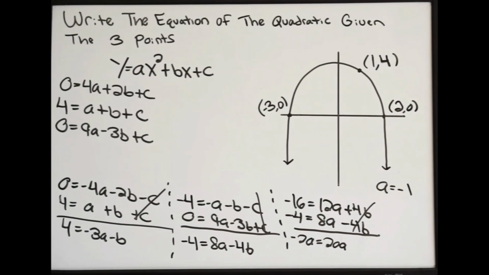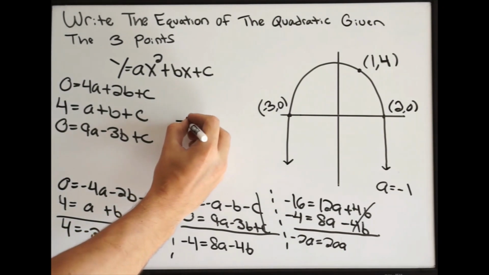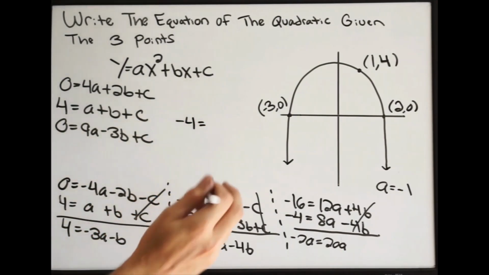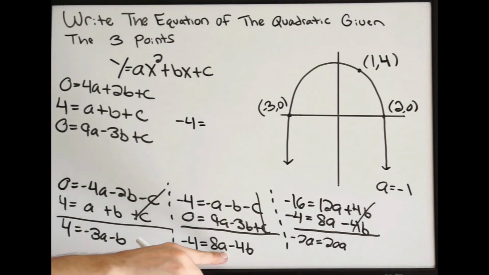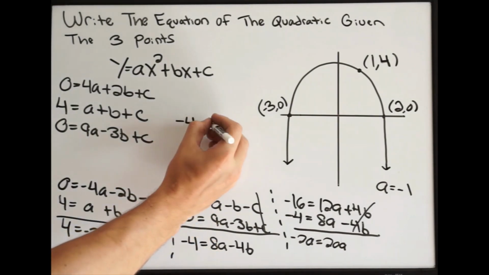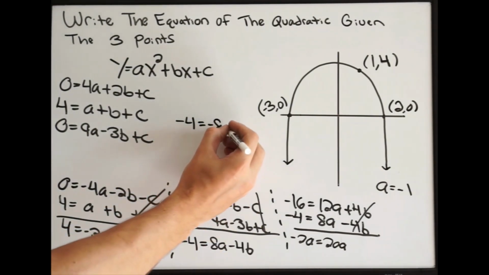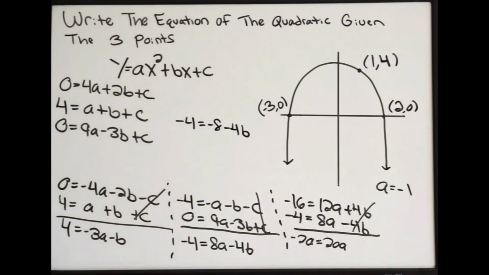So now, this is fairly simple. We just need to go ahead and plug this into our other equations. Let's go back to these two equations. Let's plug in a. It doesn't matter which one you pick. Let's just go ahead and pick this one. So if I plug a in, I can now solve for b. Alright, so let's do that right here real quick. So negative 4 equal to, if I plug a negative 1 into a, that's going to give me negative 8 minus 4b. Okay, let's solve for b.